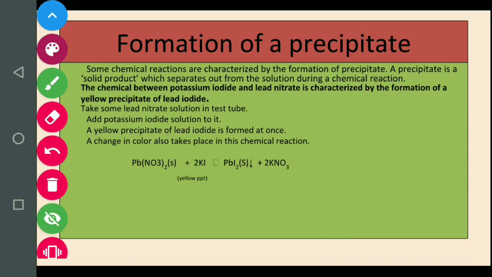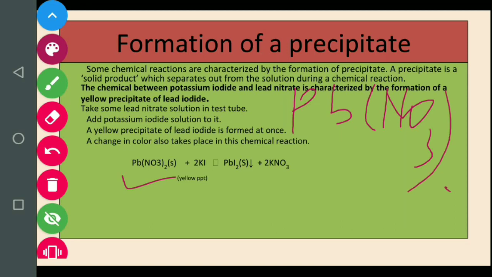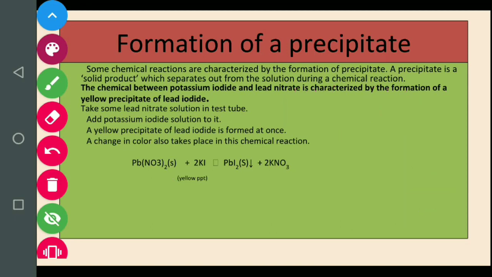Let's see the reaction. The formula for lead nitrate is Pb(NO3)2, right? We can write here Pb(NO3)2 plus potassium iodide gives you, here should be an arrow, lead iodide plus potassium nitrate, and this yellow color is of lead iodide.